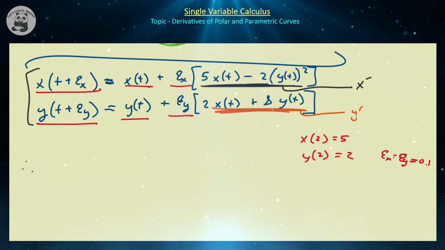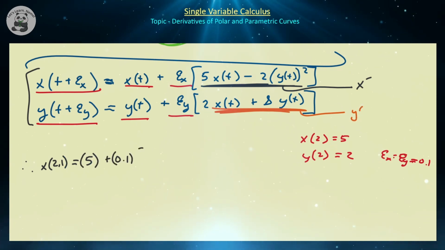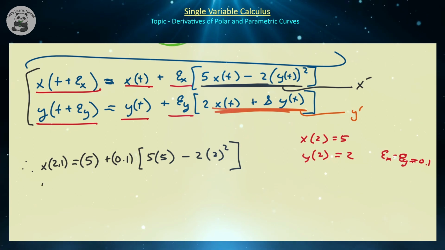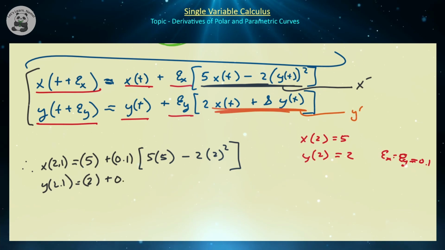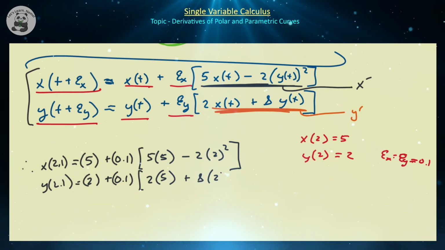Right, so once we have that, we're going to have that x of 2.1 will be approximately equal to x of 2, which is equal to 5, plus 0.1 times 5 times x of 2, which is 5, minus 2y of 2 squared. And then for y of 2.1, we're going to have y of 2, which was given to be 2, plus our time step. And then we're going to have 2 times x of 2, which is given to be 5, and then plus 8 y of 2, which is given to be 2. And once you work out that math, that's approximately equal to 6.7 and 4.6.